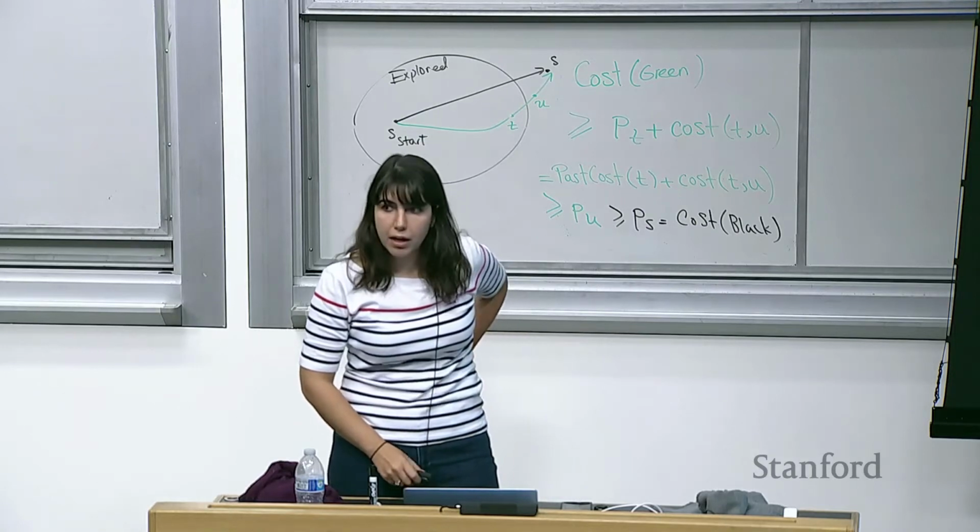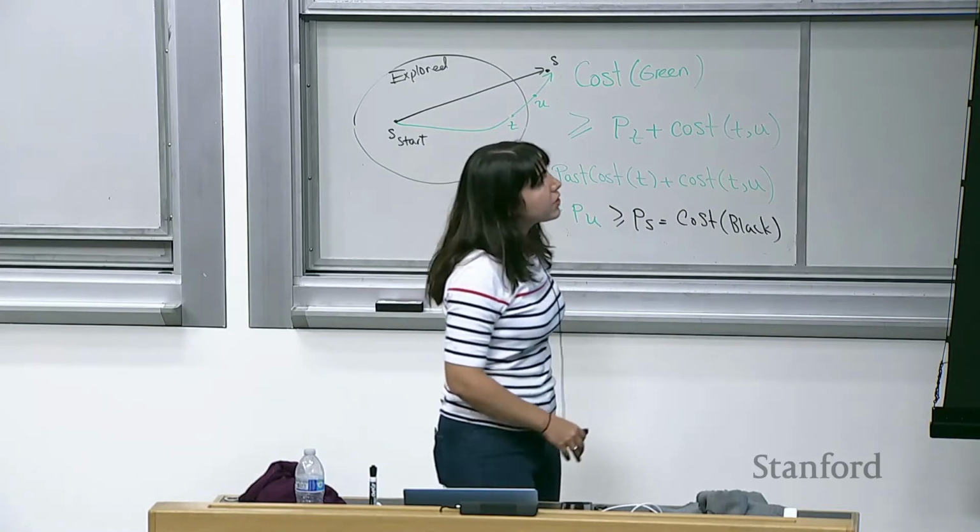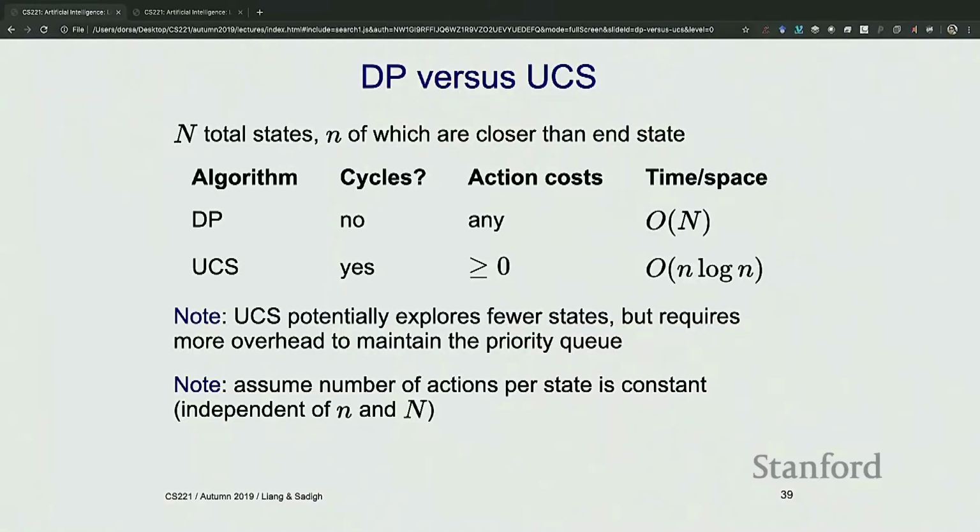All right. So let's go to the slides again. So just a quick comparison between dynamic programming and uniform cost search. So we talked about dynamic programming. We know it doesn't allow cycles. But in terms of action cost, it can be anything. Like you can have negative cost, you can have positive cost. And in terms of complexity it's order of n. And then uniform cost search, you can have cycles, so that is cool. But the problem is the costs need to be non-negative, and then it's order of n log n.